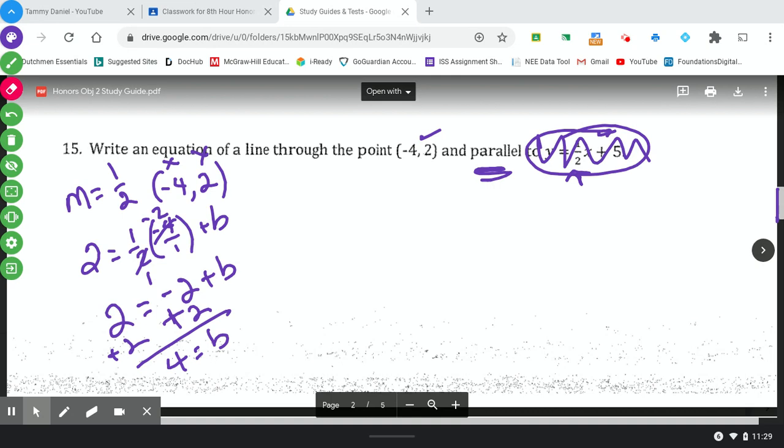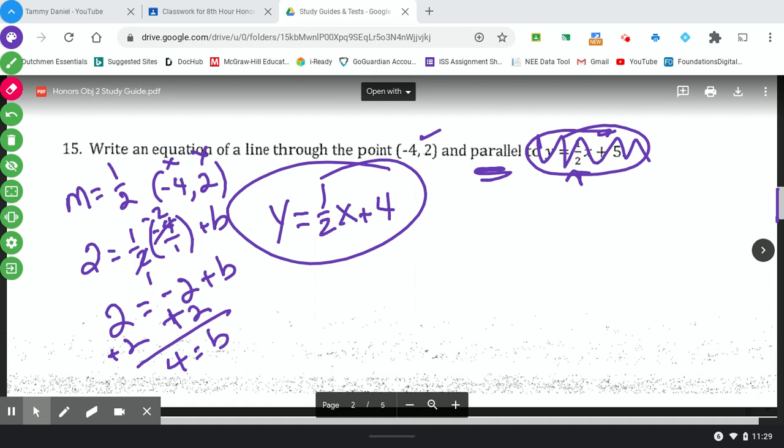So now we have m is 1/2, b is 4, and we plug it in. Y equals 1/2 x plus 4. And that's the equation of a line that's parallel to this line and goes through that point. Okay. All right, we have a couple more of those coming up.